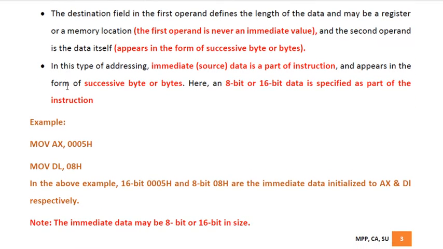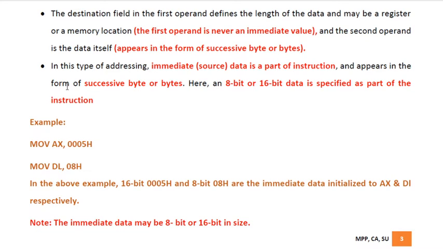So in order to understand it, let us cite an example. MOV AX, 0005H. Here I have placed an immediate data 0005H that is being moved to register AX. So here I have specified 16-bit data. Now likewise MOV DL, 08H. So here I have specified 8-bit data that is moved on to the register DL.